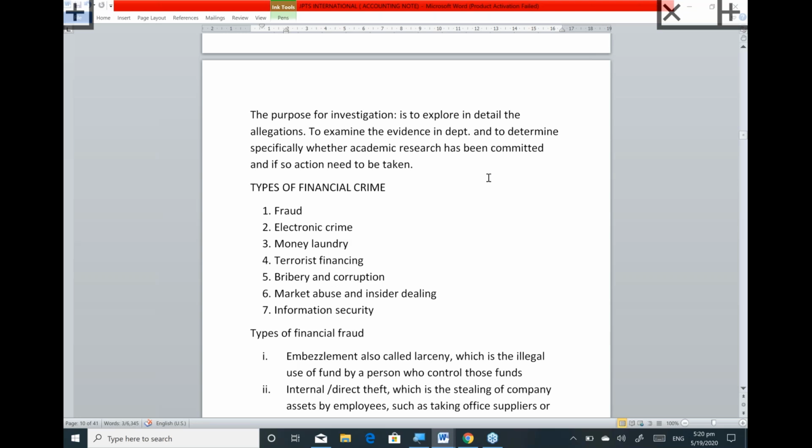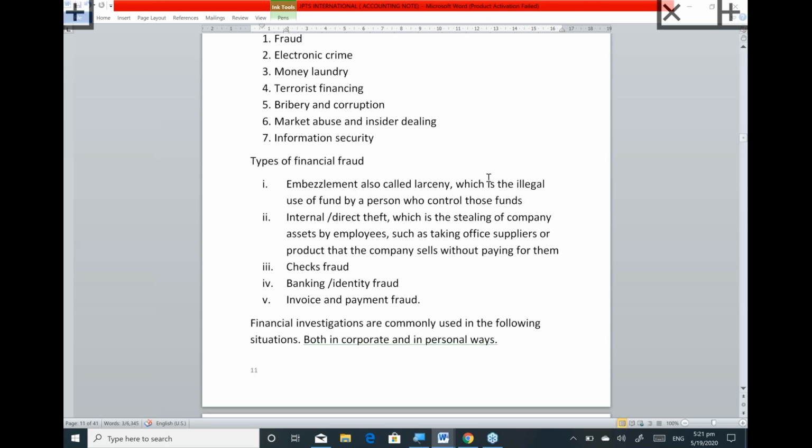Then we also have two, internal or direct theft, which is the stealing of company assets by employees, such as taking office supplies or products that the company sells without paying for them. Now, Nigerians are very excellent or intelligent when it comes to issues like this. I used to say to my students that even the Nigerian entrepreneurs running businesses steal their own money by adding figures to a project. I used to say, it is your company. Why do you need to add money to a project just because you want some money?